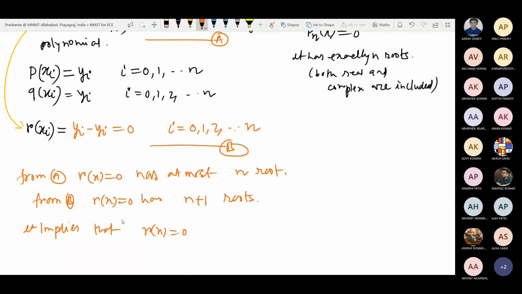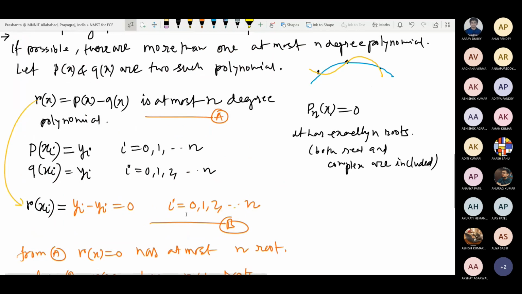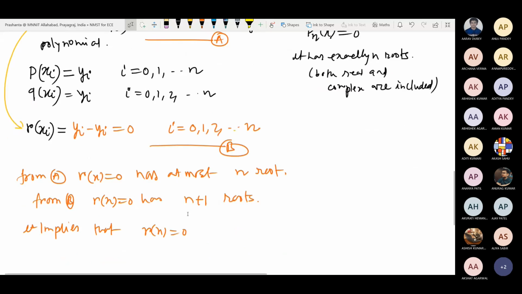Where did it become 0? I had taken R of x equals P of x minus Q of x, and it is not 0 there. I assume that R of x is the difference of the polynomials P of x and Q of x. From there, I determined that R of x has to be 0. So if R of x is 0, then what is happening? Identically 0. Not that R of x is 0 for some x. It is an identically 0 function.